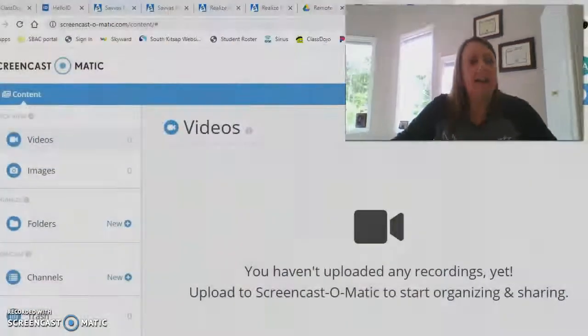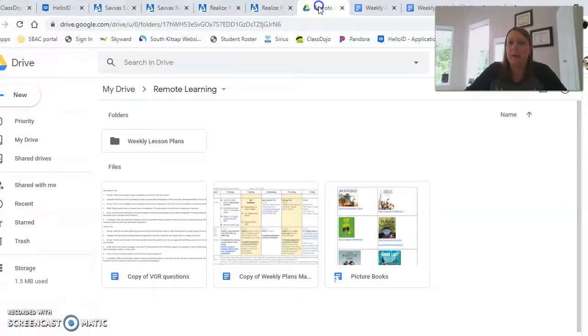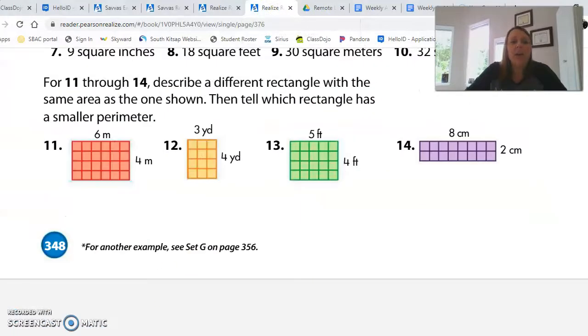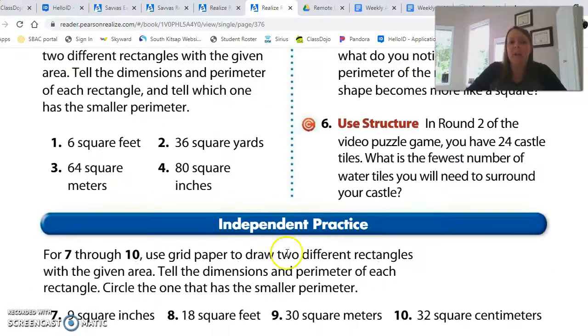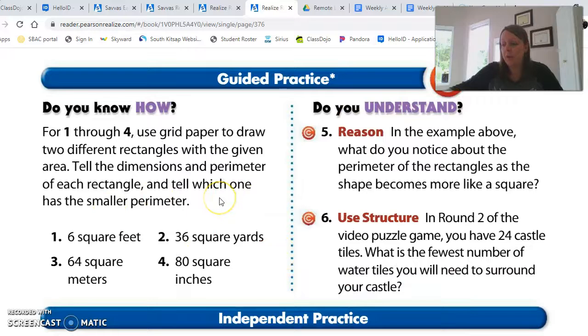Alrighty, today that's not the right thing, sorry. Today we are on page 348. So it does say for 1 through 4 to use grid paper, which I'm going to do. I'm going to try to use a red and a green marker because I hope that then you'll be able to see it okay. All right, it says use grid paper to draw 2 different rectangles with a given area.